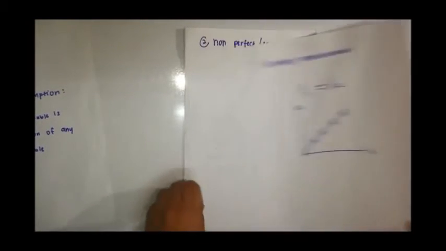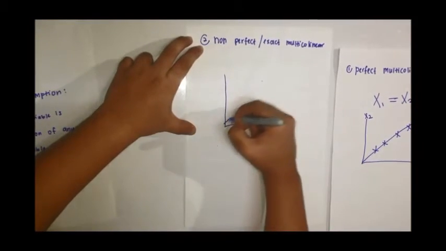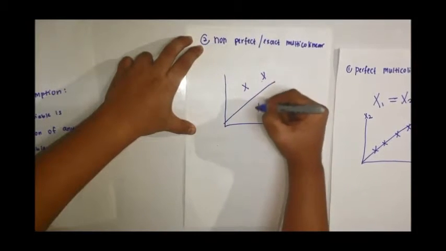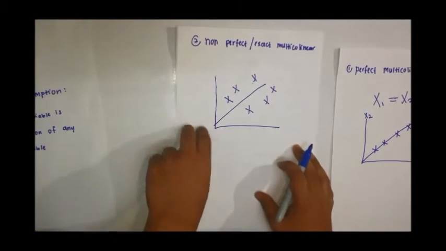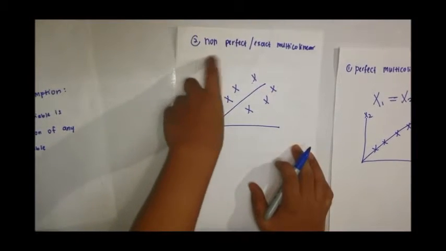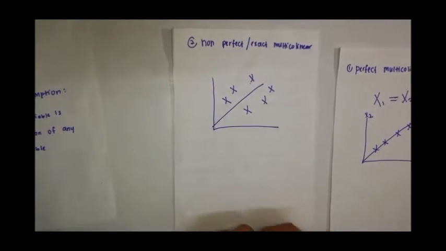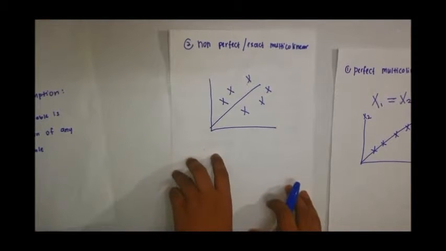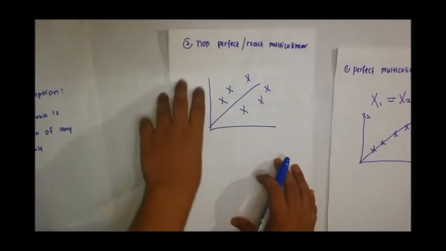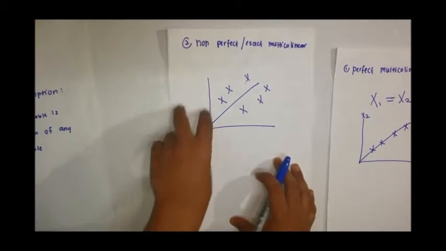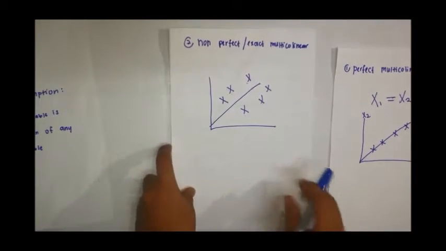So what happens when the graph looks like this? It means that x1 and x2 are not perfectly multicollinear, which is the second type of multicollinearity. Even though x1 and x2 are both correlated, it doesn't mean that x1 and x2 must be exactly multicollinear together.